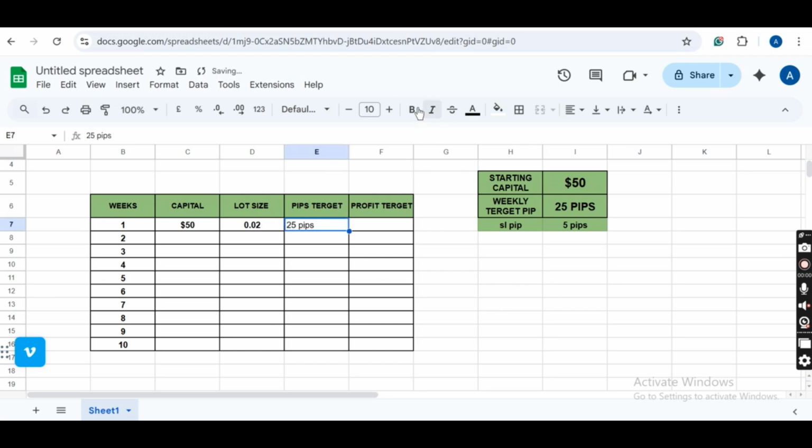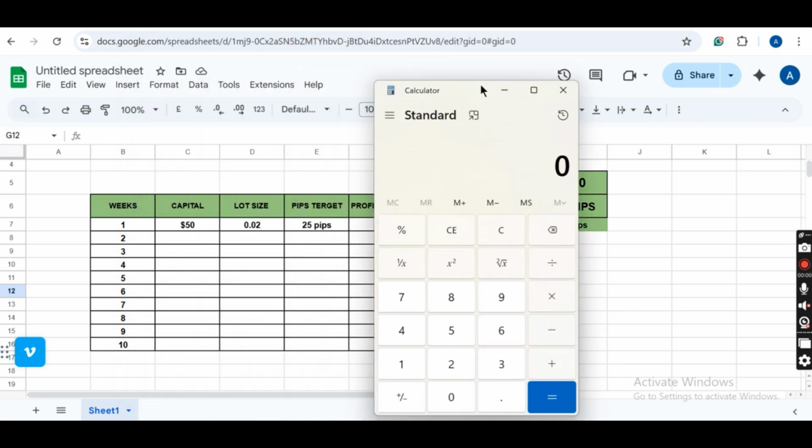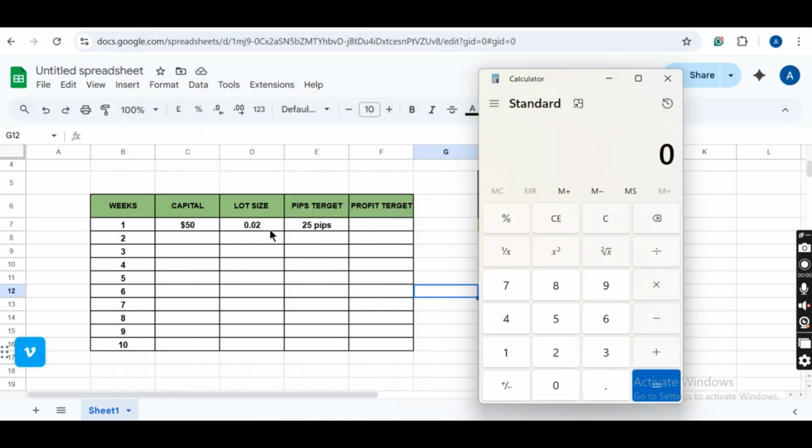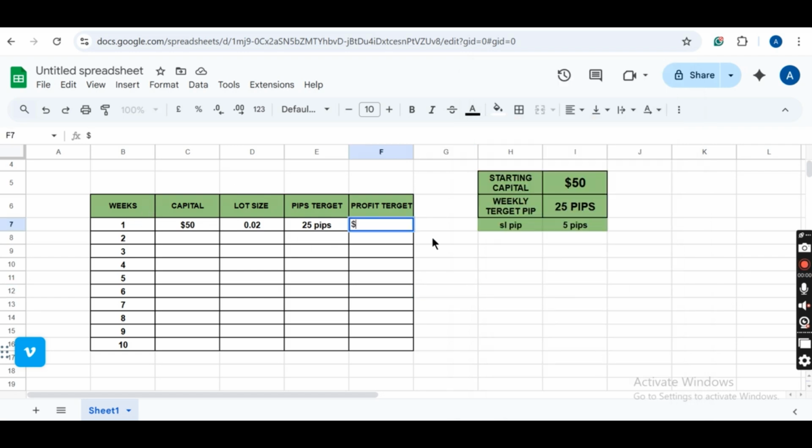So our target is going to be 25 pips. So with 25 pips as our target, now I'm going to fill everything up, and for the entire period we are just going to keep using the same 25 pips. If we calculate using lot size 0.02, each pip will give us 0.2, and 0.2 times 25 pips is going to give us $5. So our target on week 1 is nothing but $5. This is our target for week 1.